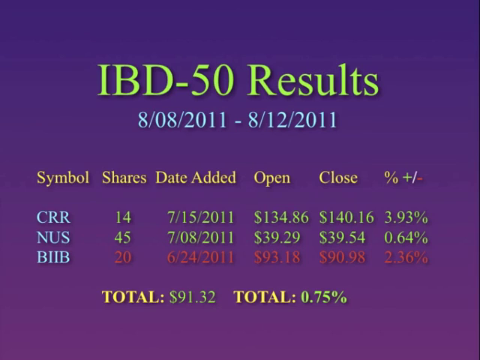And our final results this week. We had Carbo Ceramics coming in first place with just under a 4% gain in the stock. Nu Skin Enterprises survived the portfolio and had just over a 0.5% gain in that one. Biogen is out of here with a 2.36% loss. And we got a total of $91.32 that we would have made had we been in stocks this week, or just about 0.75%. Things are looking like they're a little bit better out there right now, but wouldn't be so sure.